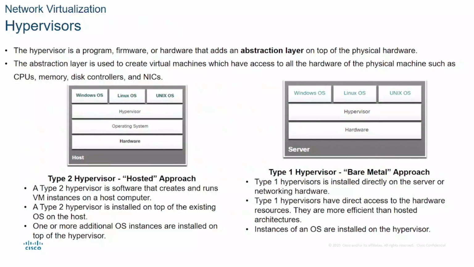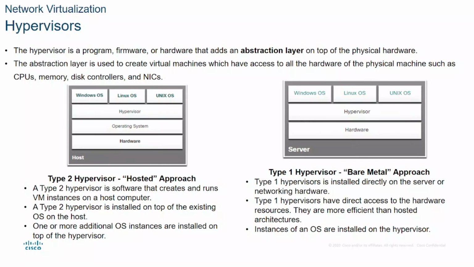Now, what are hypervisors? A hypervisor is a program, firmware, or hardware that adds an abstraction layer on top of the physical layer. The abstraction layer is used to create virtual machines which have access to all the hardware of the physical machine, such as your CPU, your memory, your disk controllers, and your network interface cards.